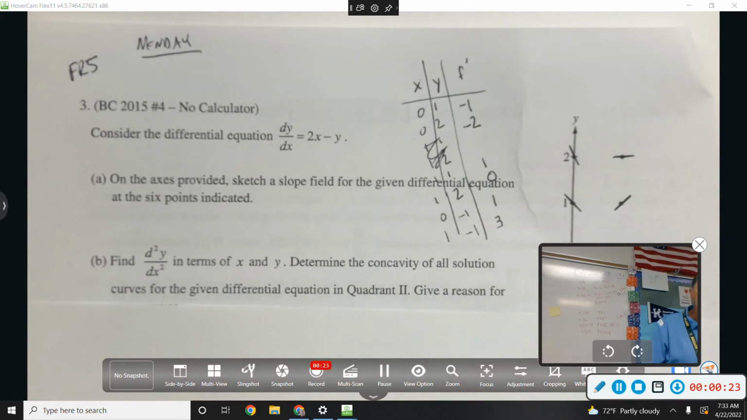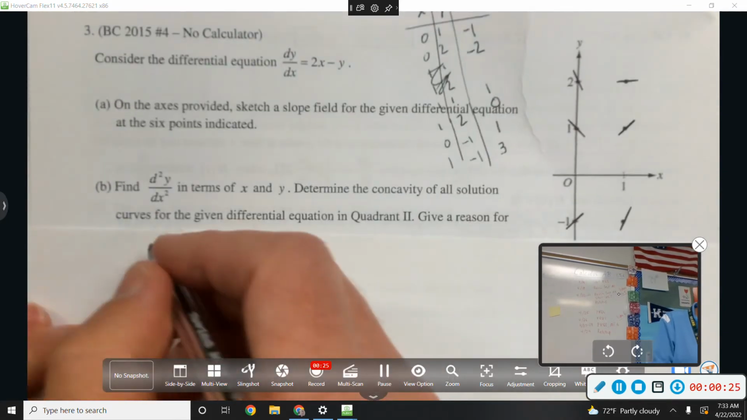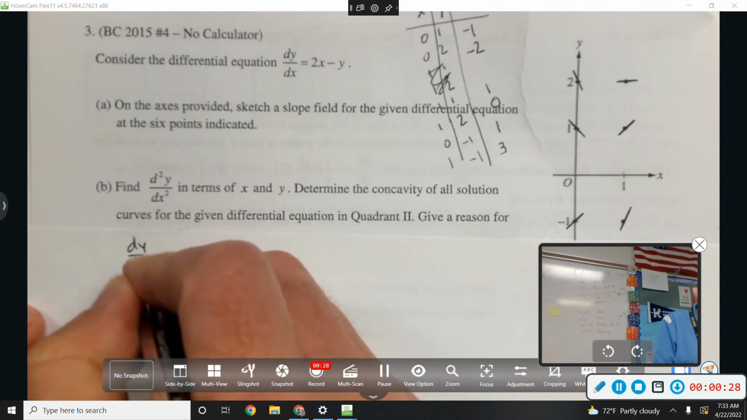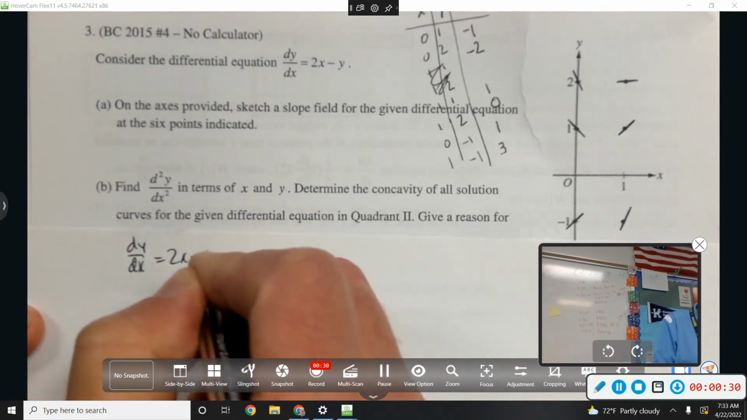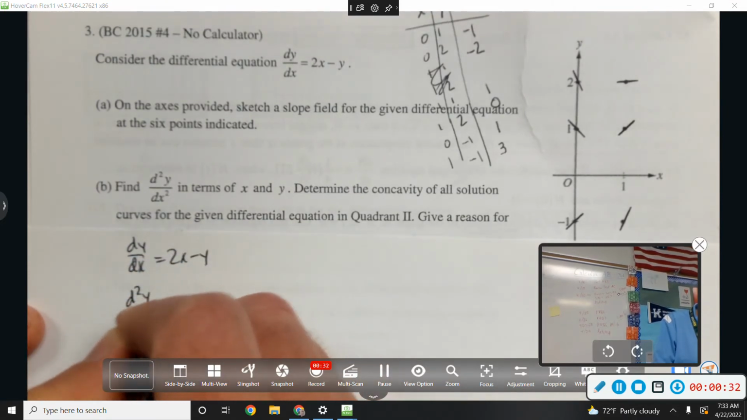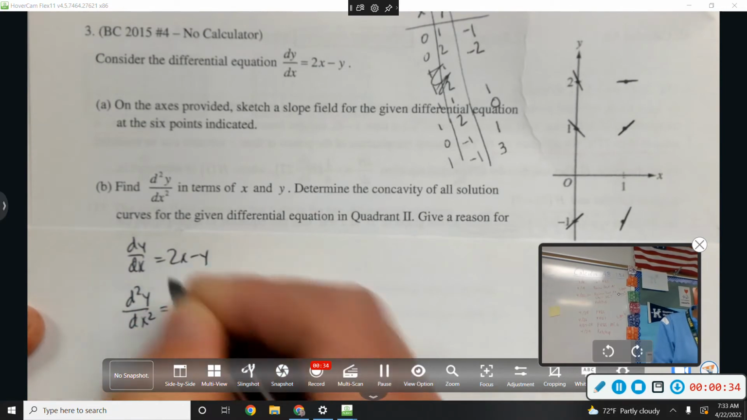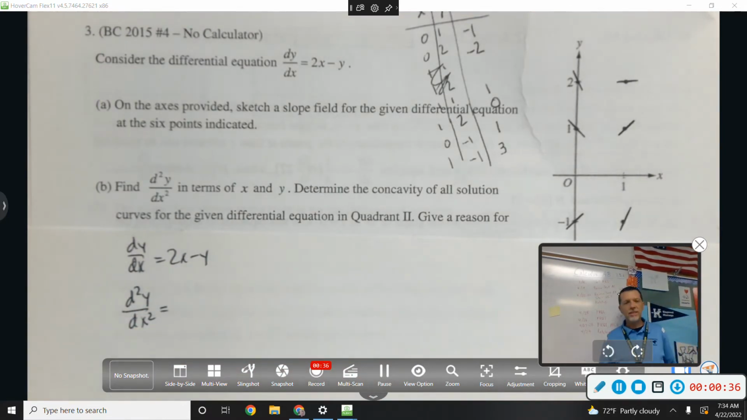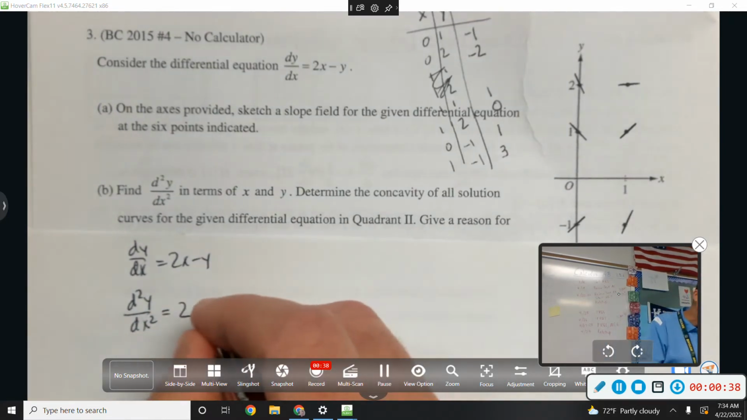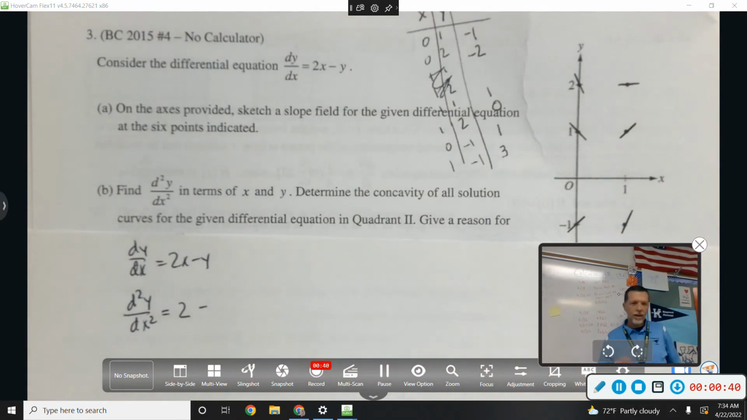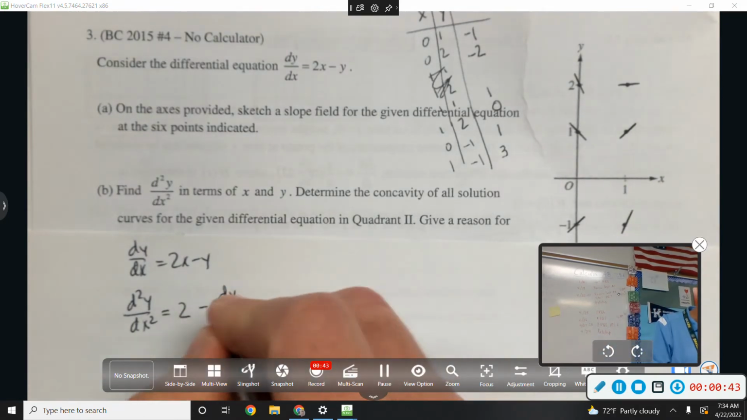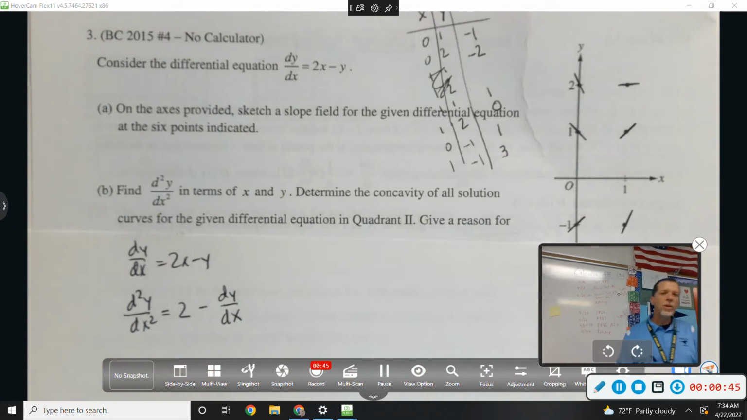There's the slope field. Next question is find the second derivative. Well, the first derivative is 2x minus y. So if I take the derivative of everything, what's the derivative of 2x? 2. What's the derivative of y? dy/dx. Okay, so that's sort of my answer.